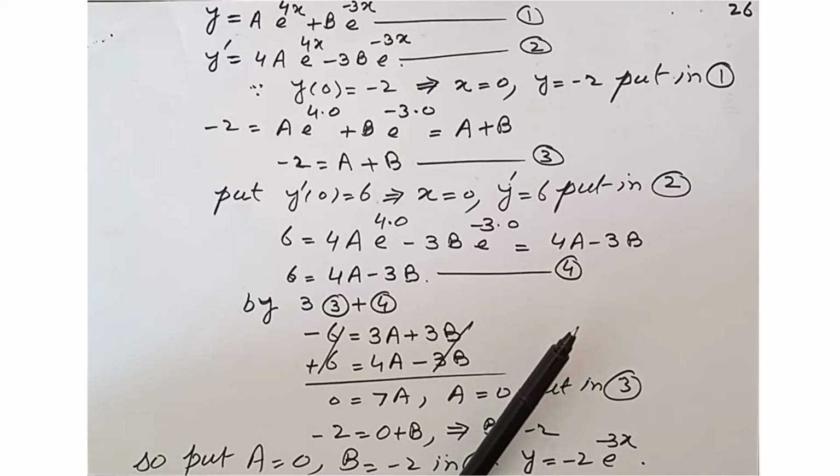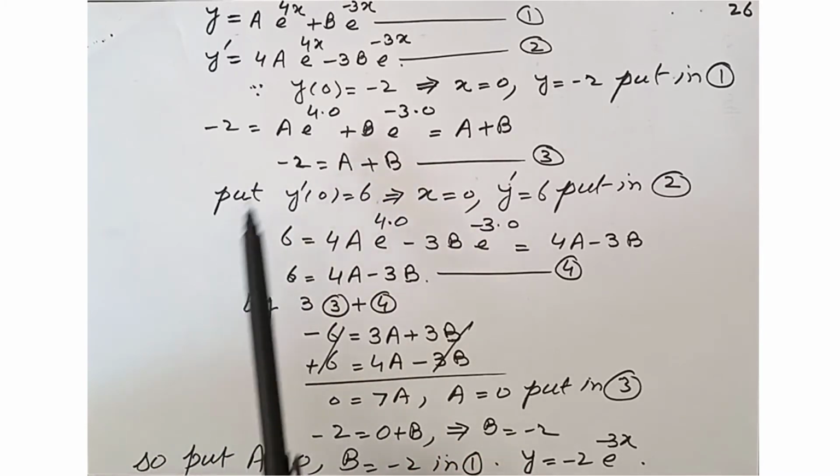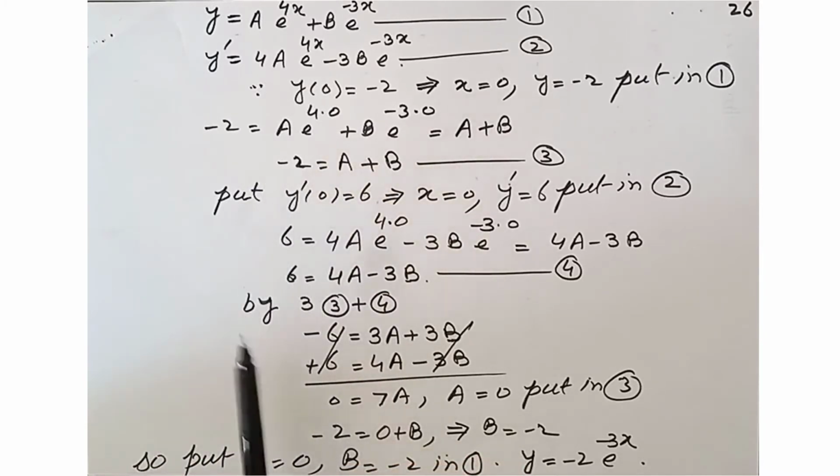Now we multiply equation 3 by 3 and add this to equation number 4. We multiply this equation by 3 by comparing the coefficients. We multiply this by 3, this becomes minus 6, and this is 3a plus 3b, and this is 6 equal to 4a minus 3b. So by adding these two equations, minus 6 plus 6 and 3b minus 3b will cancel. We have 0 equal to 7a, and a equal to 0.